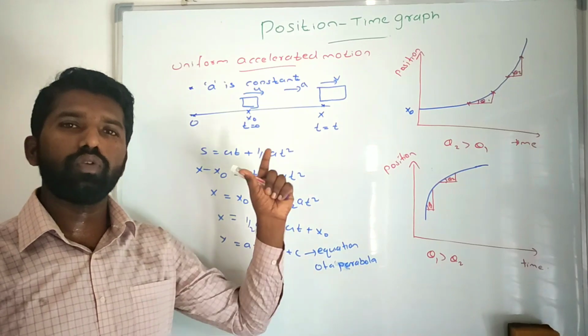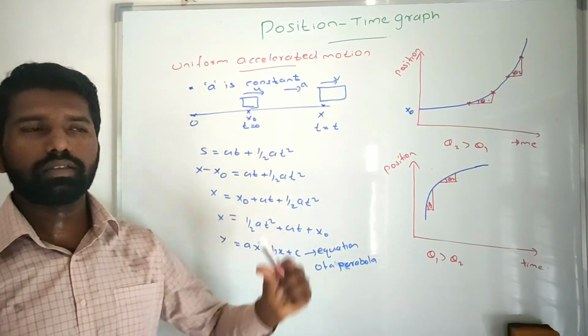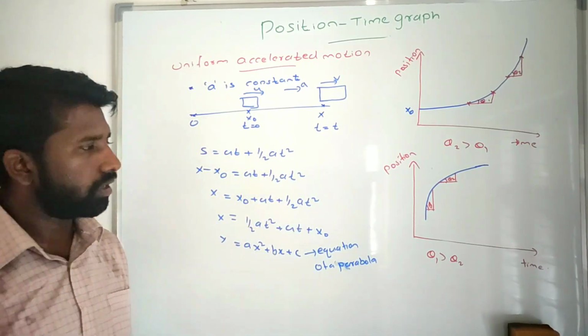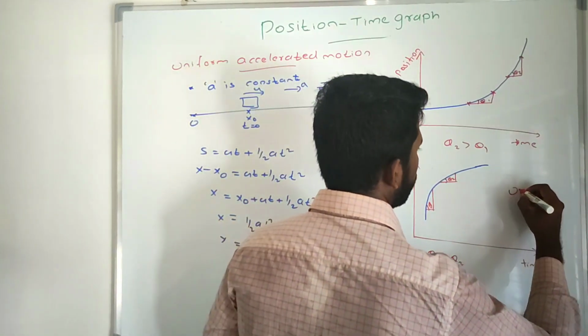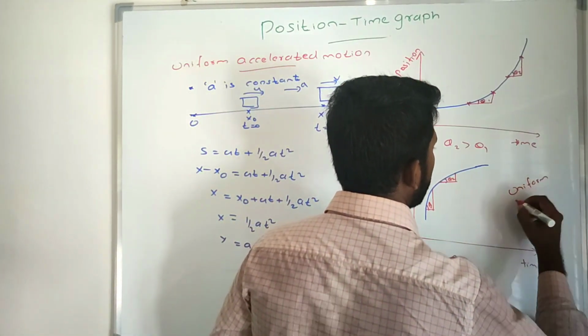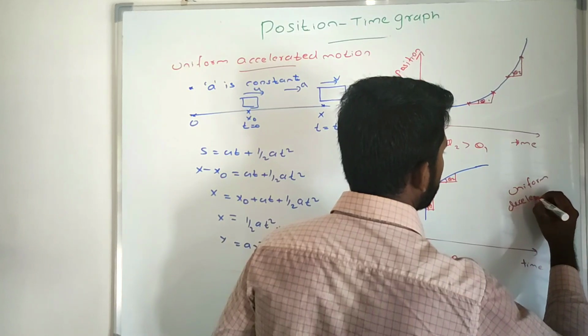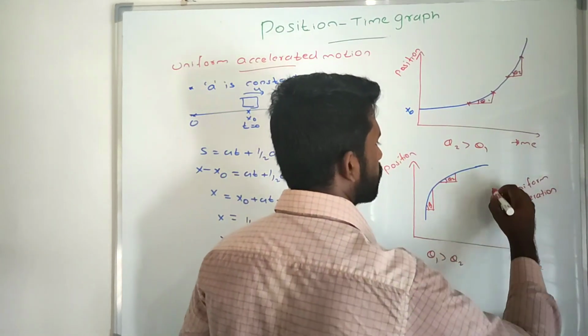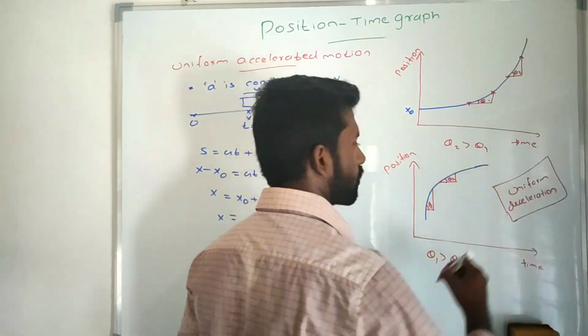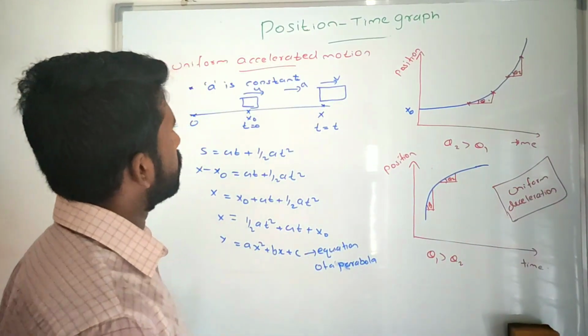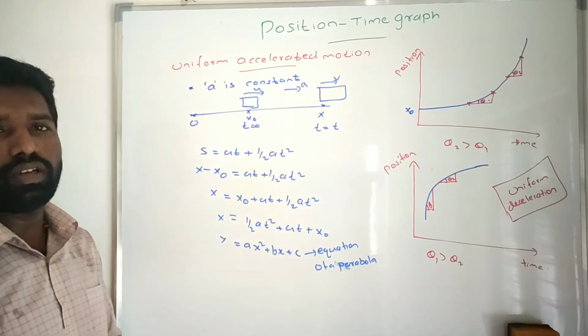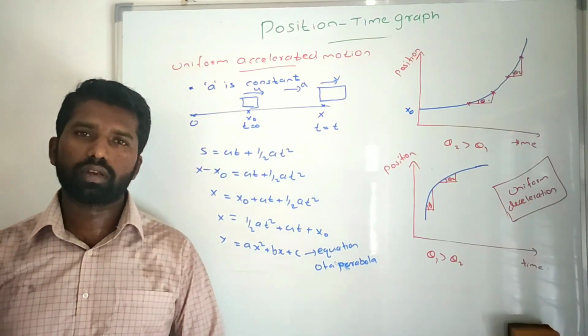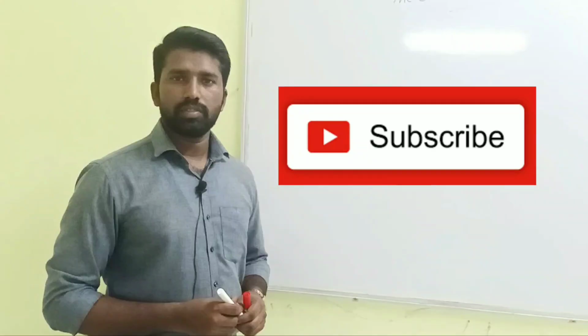This is a uniform decelerated motion graph. So what is this graph? Uniform deceleration. This is the uniform deceleration graph. This is the position-time graph in straight line motion.